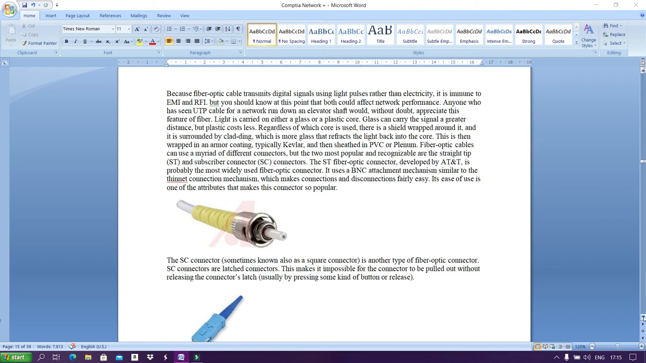Fiber optic cables can use a myriad of different connectors, but the two most popular and recognizable are straight tip, ST, or subscriber connector, SC, connectors. The ST fiber optic connector developed by AT&T is probably the most widely used fiber optic connector. It uses a BNC attachment mechanism similar to the thin-net connection mechanism, which makes connections and disconnections fairly easy. Its ease of use is one of the attributes that makes this connector so popular. So this is a fiber optic connector.